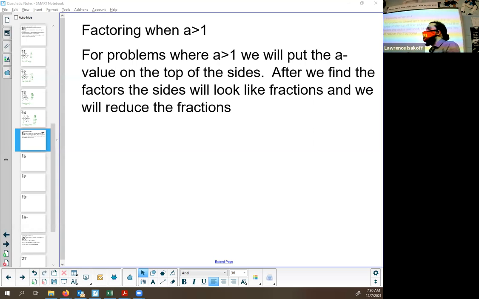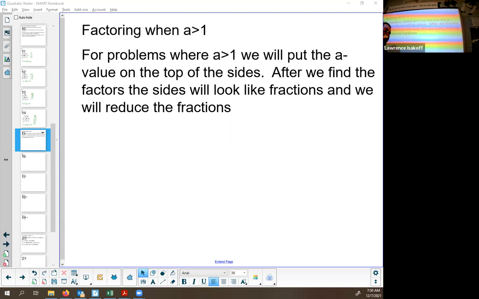So today we're looking at factoring when the A value is greater than 1. That means there's something in front of it. We will put the A value on the top of the sides. After we find the factors, the sides will look like fractions, and we will work on reducing those fractions.